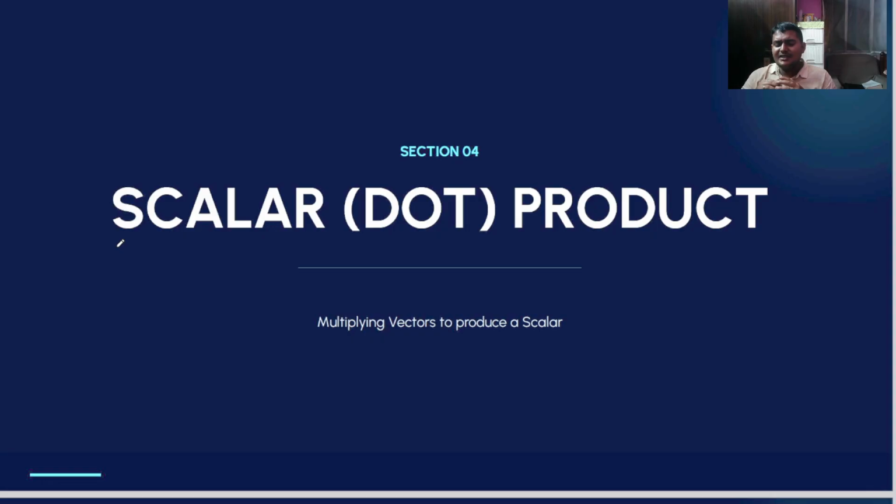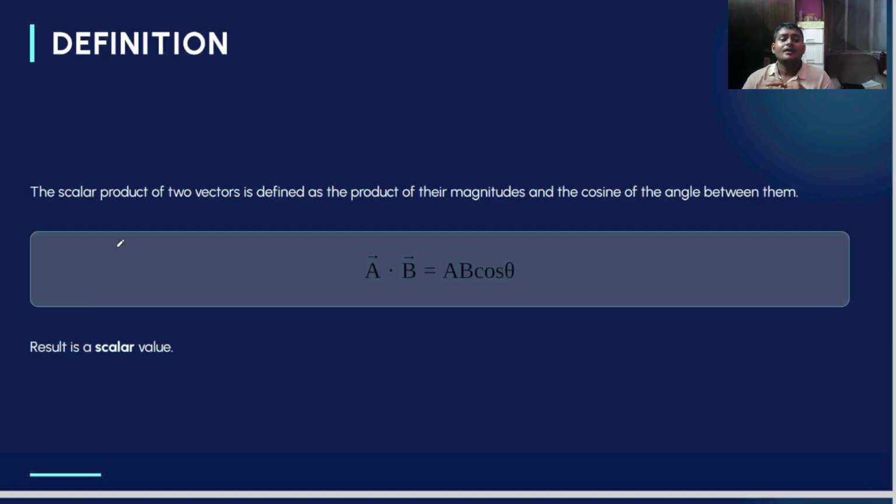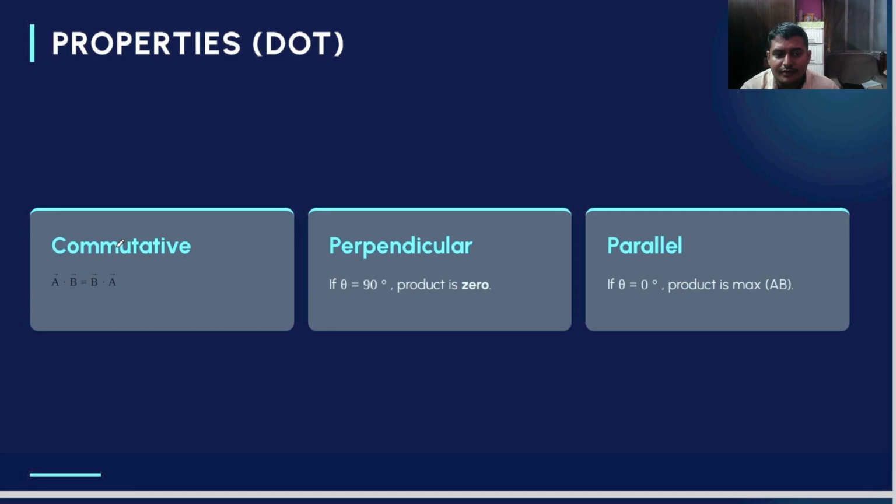Now coming to section 4, which is the scalar dot product, which means multiplying vectors to produce a scalar quantity. The scalar dot product of two vectors is defined as the product of the magnitudes and the cosine of the angle between them. A vector dot B vector is represented as AB cos theta, and AB cos theta is a scalar value, not a vector value. The dot product is always commutative because scalar multiplication is commutative, so A dot B equals B dot A. The dot product for perpendicular vectors is always 0 because cos 90 is 0, and for parallel vectors it is maximum, because cos 0 is 1.